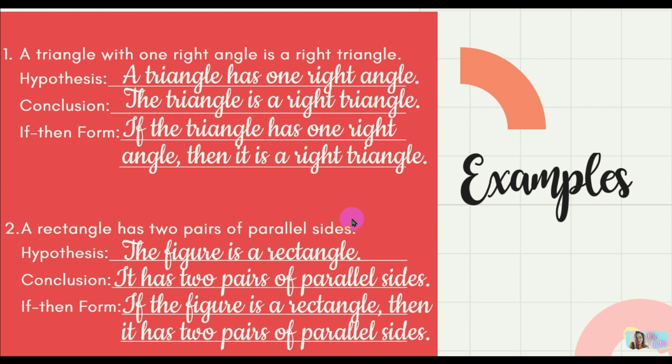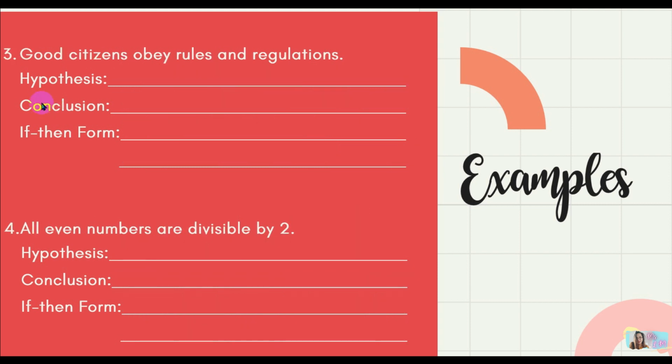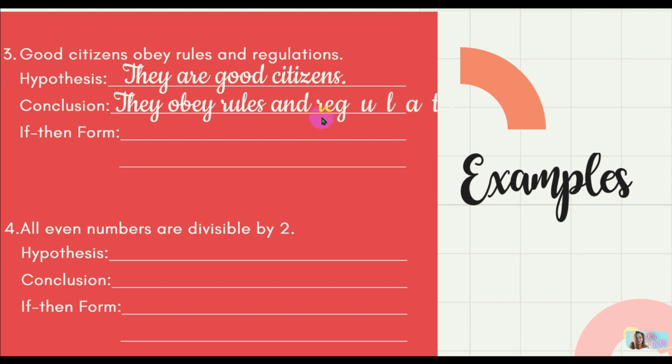Okay? Let's proceed to our example number 3. Okay, so for example number 3, we have here good citizens obey rules and regulations. So what will be our independent variable here? Di po ba yung good citizen is an independent variable? Then for our dependent variable, syempre kung good citizen ka, malamang nag-obey ka ng rules and regulations. So that will be our conclusion. But how are we going to write that as our hypothesis and conclusion? So hypothesis, a person is a good citizen or they are good citizens. Then, conclusion, they obey rules and regulations.